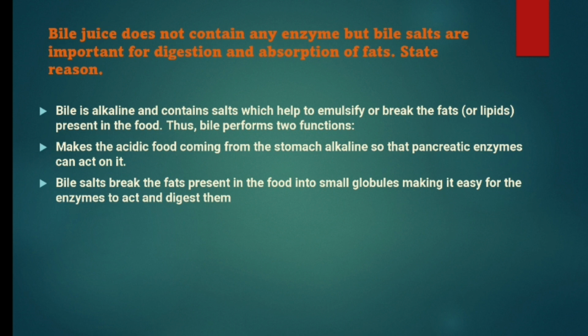the food that comes from the stomach, which is acidic, alkaline so that pancreatic enzymes can act on it. All right, and then bile salts break the fat present in the food into small globules so that it will be easy for the enzymes to act and digest them. So this also can be asked as a 2-mark question. One, it makes the food from acidic to alkaline so that pancreatic enzymes can act on it. And second, it helps in the breakdown of fat into small globules so that the digestion is very easy.